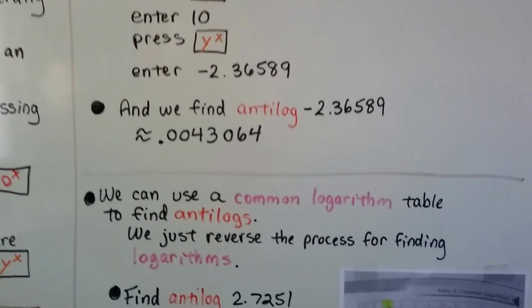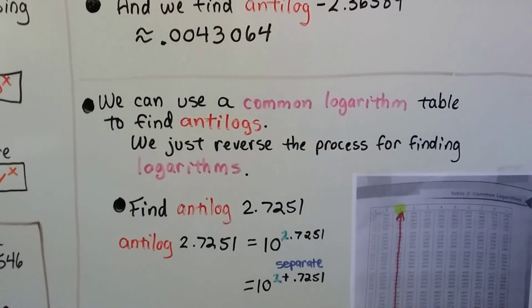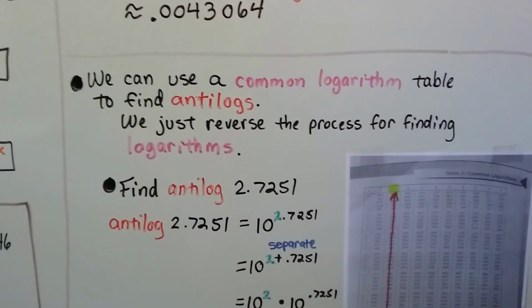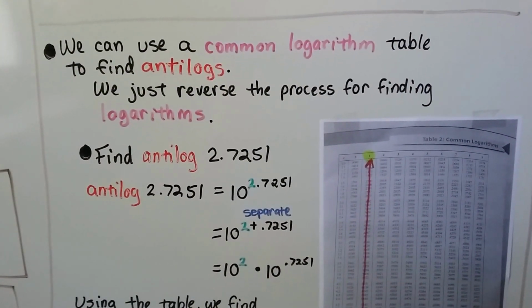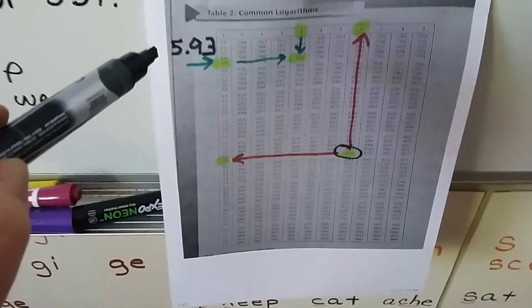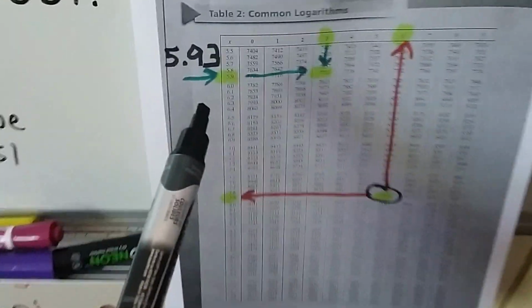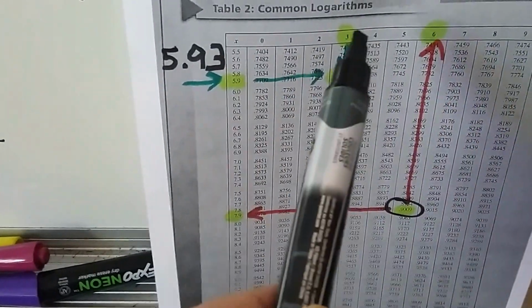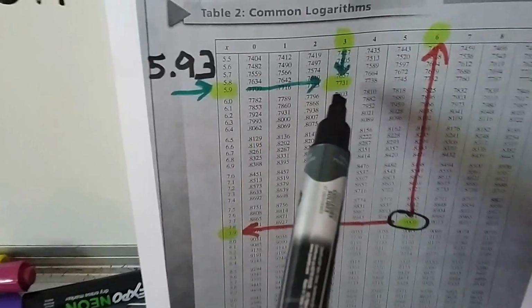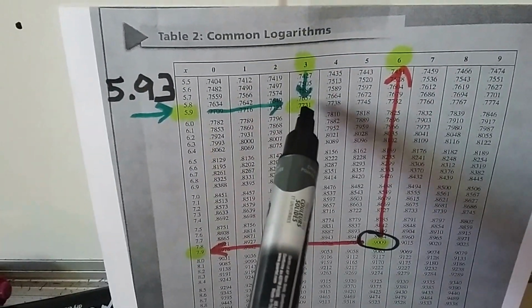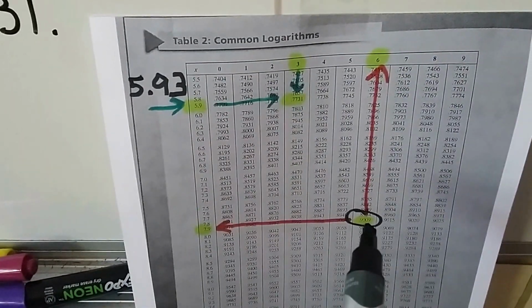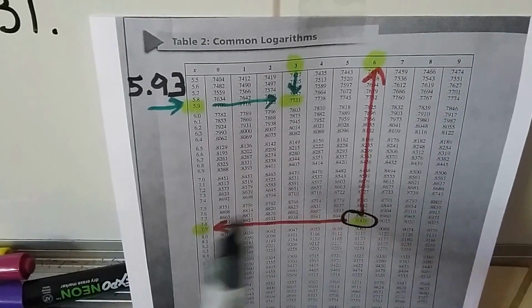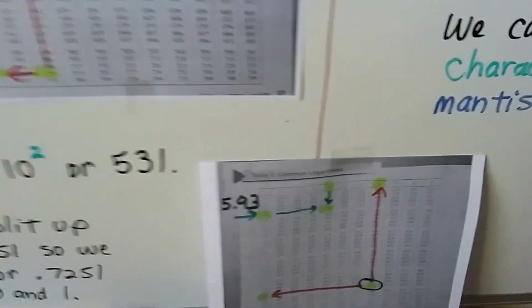All right, so we can use a common logarithm table to find antilogs. If you saw the previous video, we talked about common logarithm tables, and what we do in this case to find the antilogs is we just reverse the process for finding them. In the previous video, I showed you that if we wanted to find 5.93, we find 5.9 and the 3, and we find out where they intersect. And they intersect right here at this point 7731. What we're going to do now is find the 7731 and then go outward. See? We're going the opposite direction than we did in the last video.